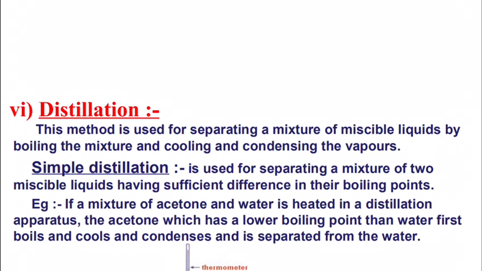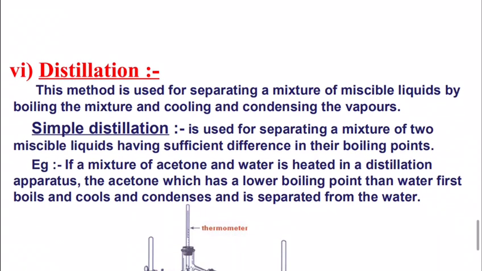Now distillation involves conversion of liquid into vapors by heating, followed by condensation of the vapor produced by cooling. This method is used for separating the mixture of two miscible liquids, boiling the mixture, and cooling and condensing the vapors. Now first of all, what is simple distillation?